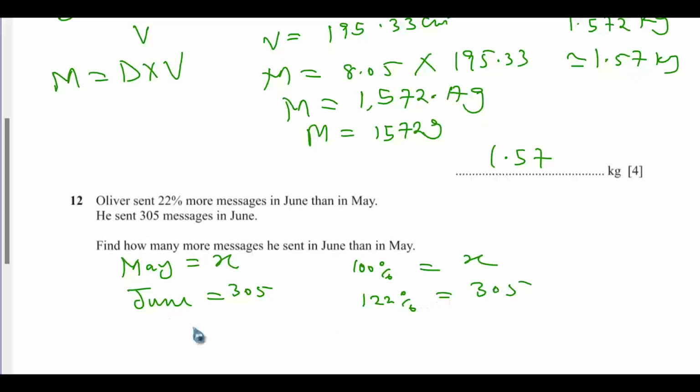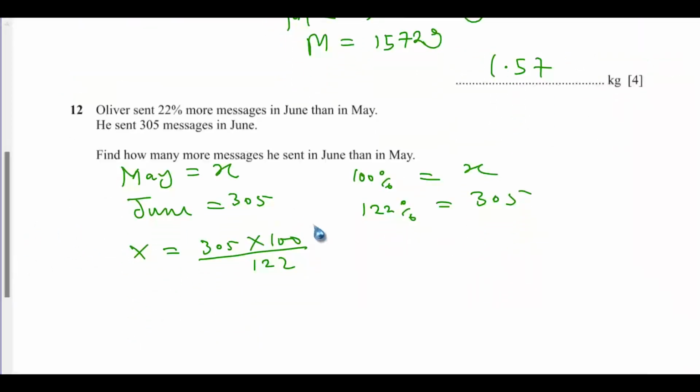So if you cross multiply, we have the value of X to be equal to 305 multiplied by 100, then divided by 122. So if you input this into your calculator, the value of X will be equal to 250. So that means he sent 250 messages in May.